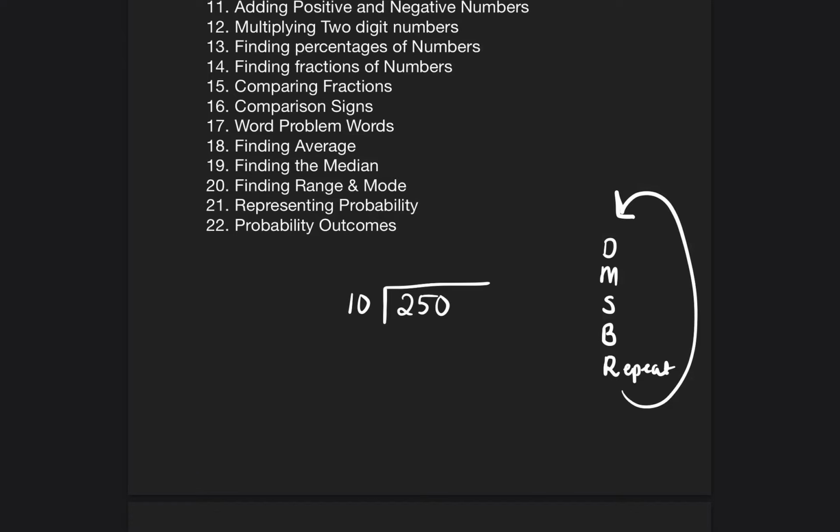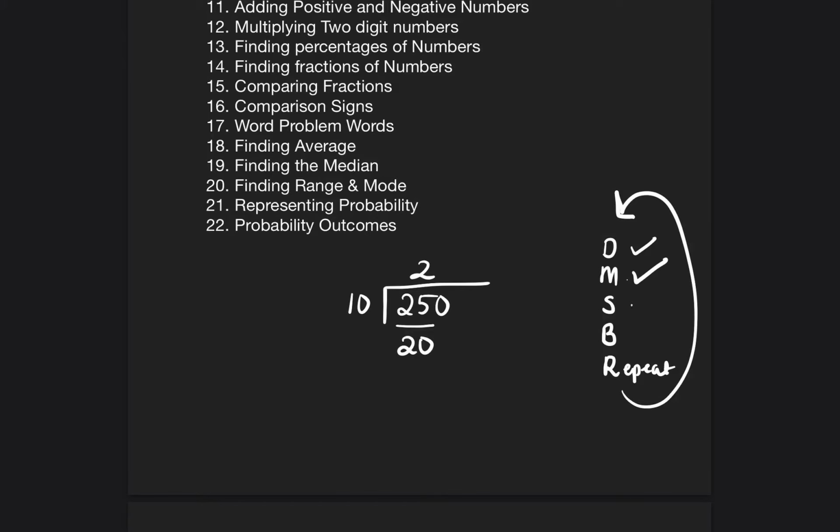So divide, I'm going to see if 10 can go into 2. Because it can't, I'm going to see if 10 can go into 25. 10 can go into 25 2 times, so I just divided, and I'm going to write the 2. Then I'm going to go ahead and multiply. So multiply 2 times 10, which is 20. So I multiplied. I'm going to put a check next to the M.